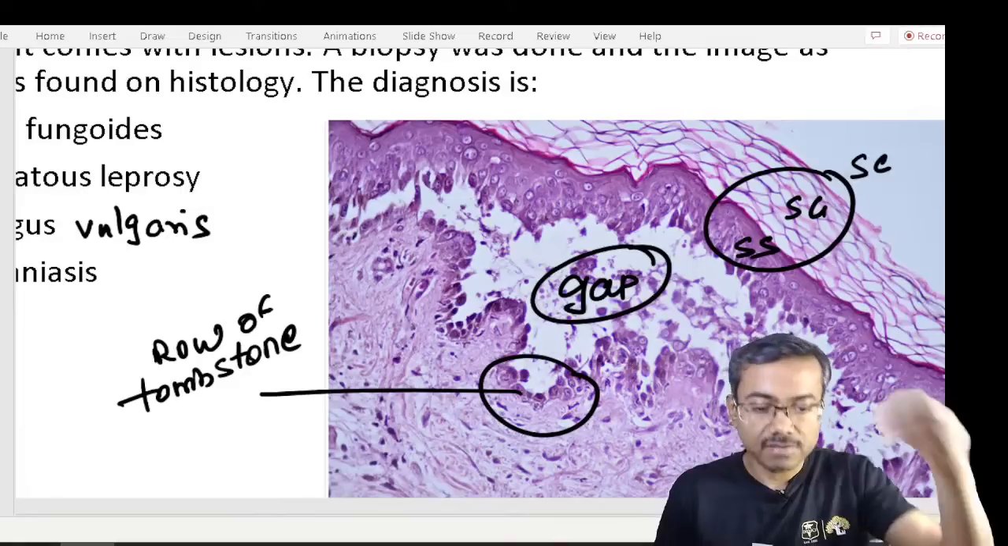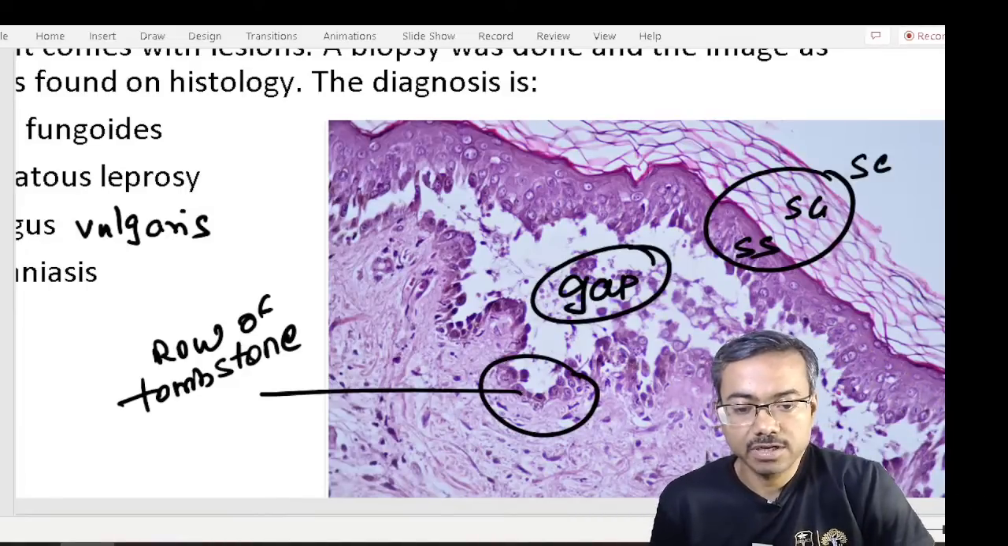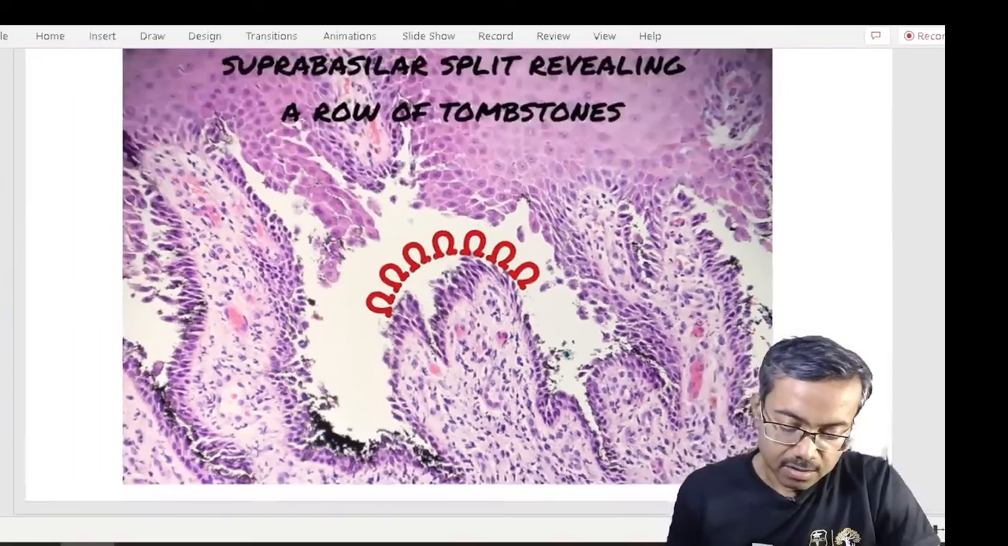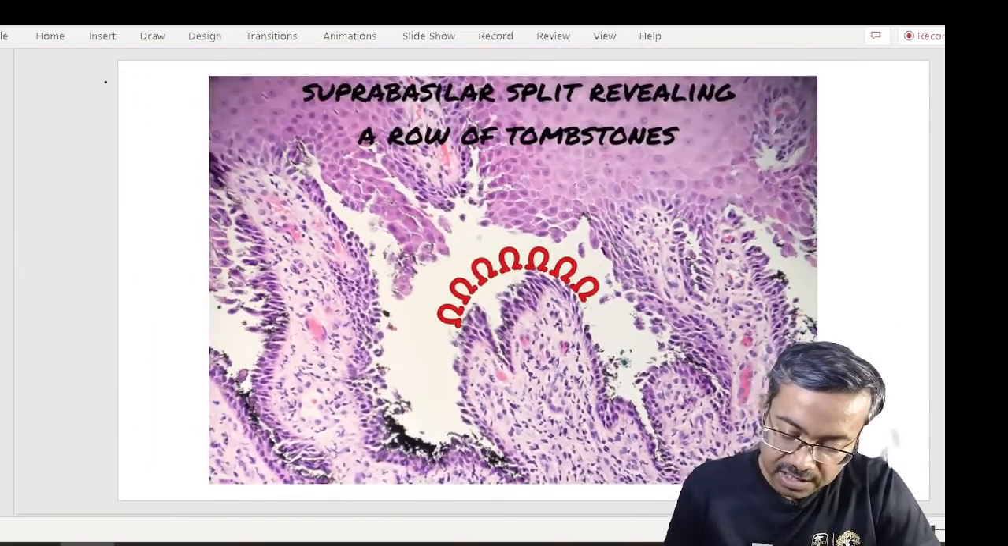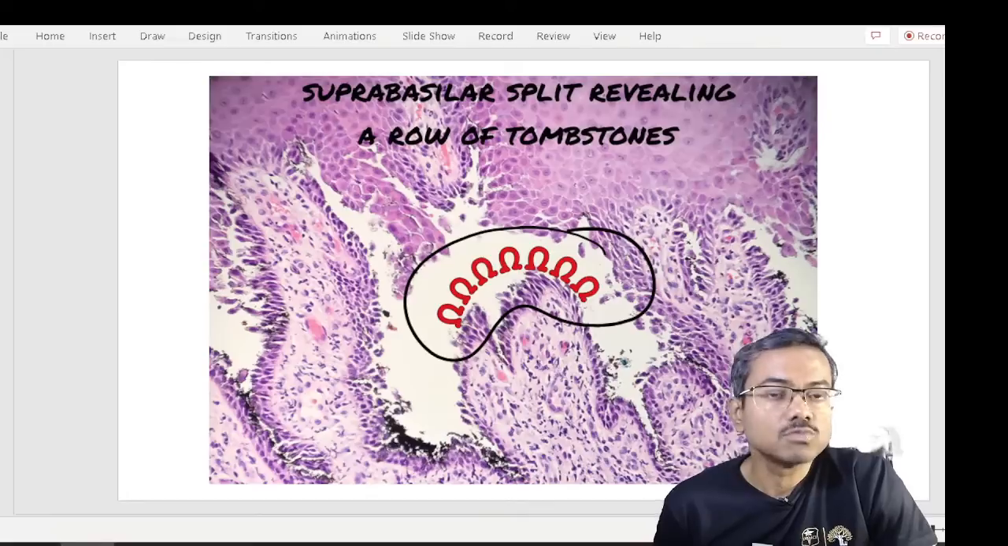Okay, pemphigus vulgaris, a suprabasal split of the disease. Okay, obviously no confusion on this. Okay, this is the row of tombstones, multiple vertical cells visible in the basal layer. Row of tombstones appearance.